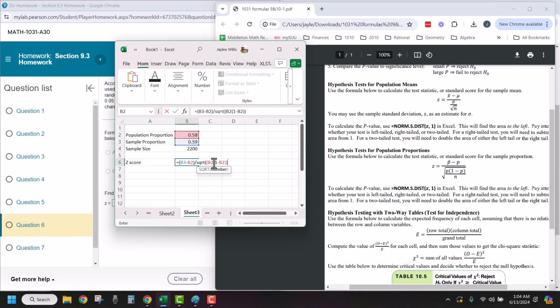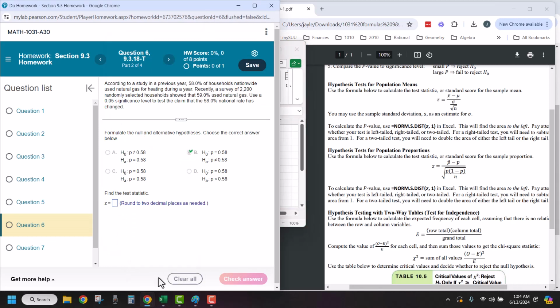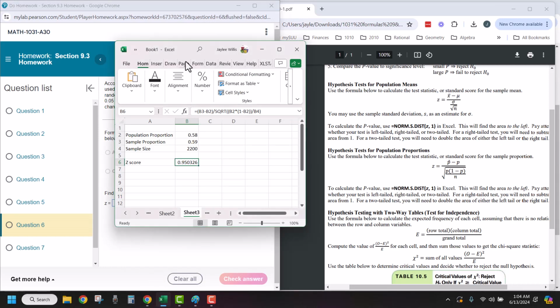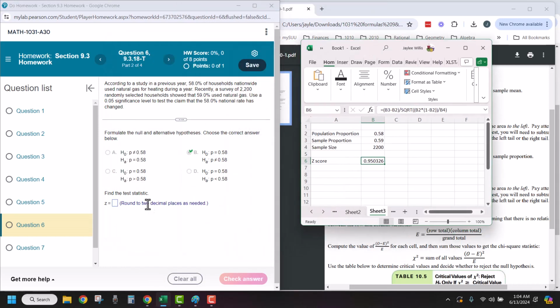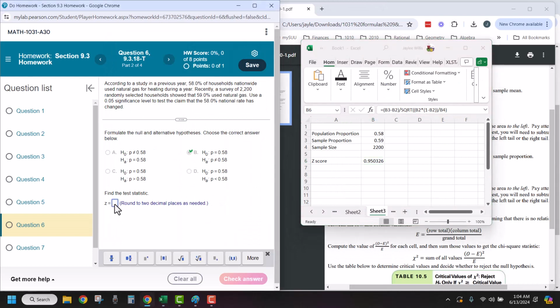oops, and I should say that I want to multiply these together. Let me just make sure I've got my parentheses right. Okay, so I've got all of that. I want to divide that by the sample size and then close my parentheses for the square root. And that gives me a z-score of 0.95. And it says round to 2 decimal places. So I'll go ahead and do that. 0.95.